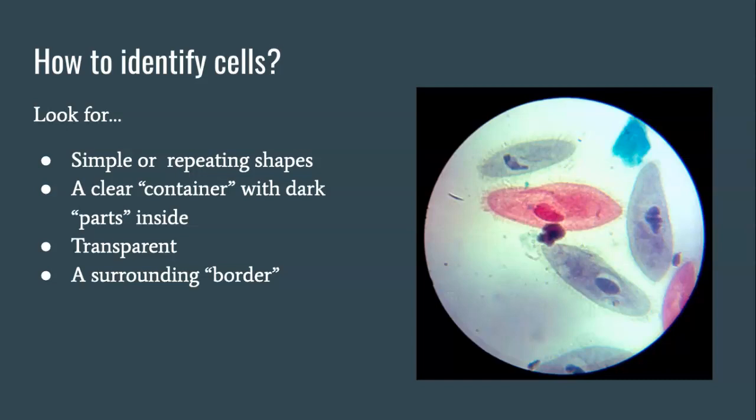Speaking of which, the third thing is that under a microscope, most cells are transparent. That means that you can see through them. If anything is completely opaque or doesn't allow light to go through it, it tends to not be a cell.